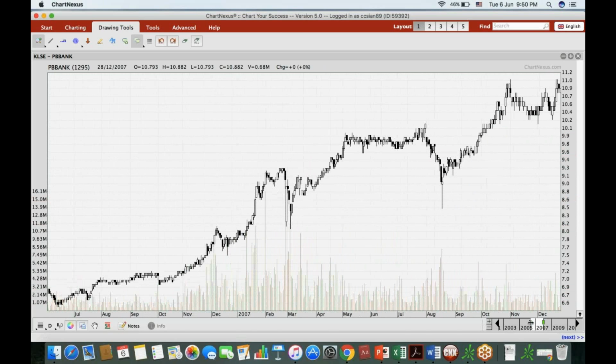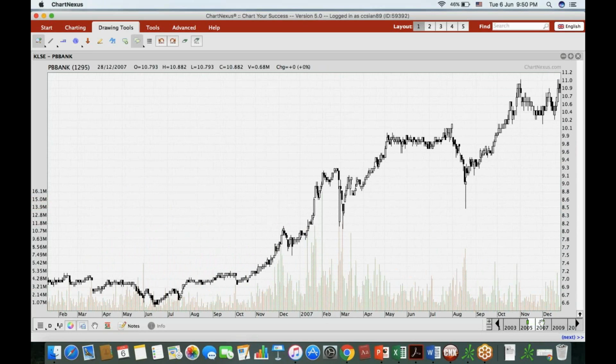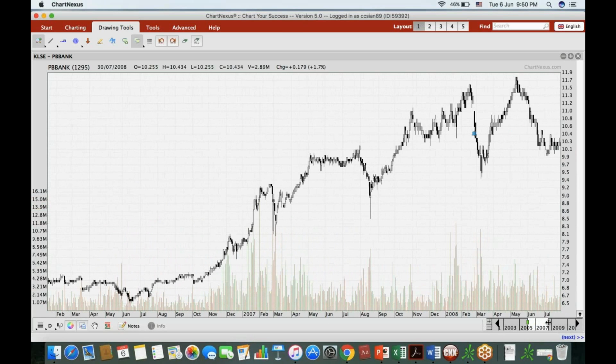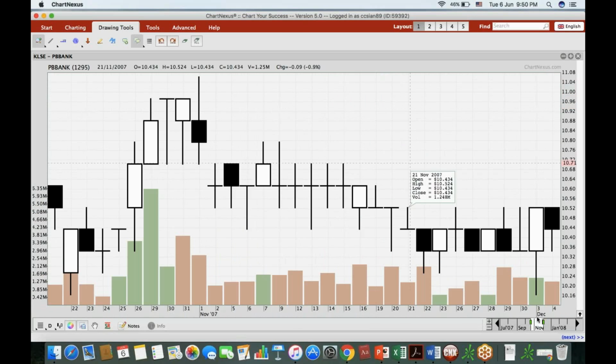This is a continuous uptrend. The price only started to trend downward here, during May 2008, even though the subprime crisis happened in October 2007, which is somewhere here. Somewhere here, the market still trended upward. There's nothing happening here. So what about Public Bank? Let's see what happened.